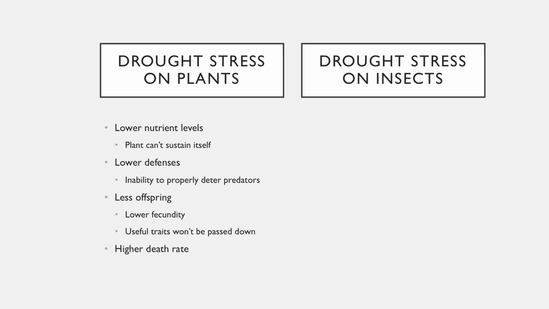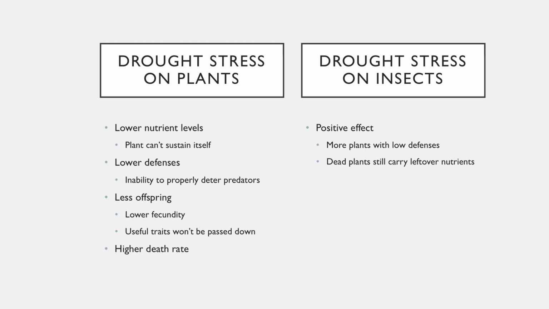Drought stress on insects, however, is way more of a positive effect. So, with this, there are more plants with lower defenses, and if there are more plants with lower defenses, plant eating insects are going to be benefiting from this because defenses are down, but volume is still up.